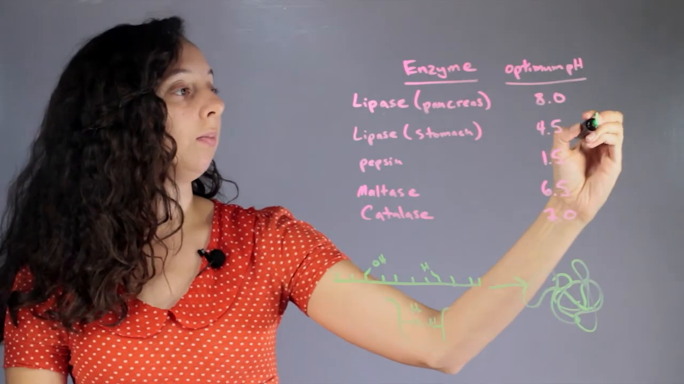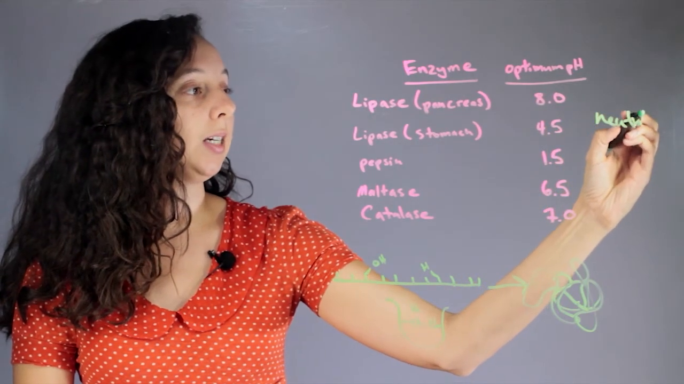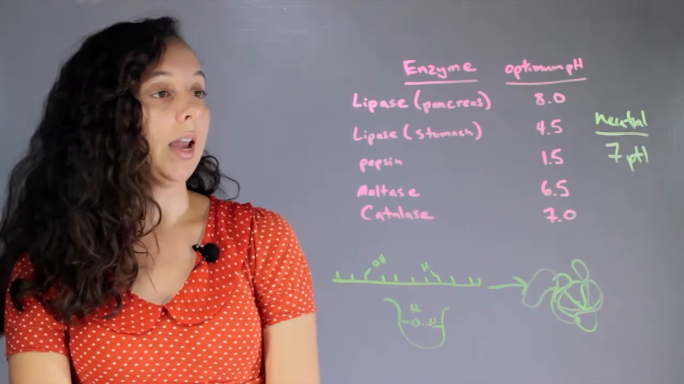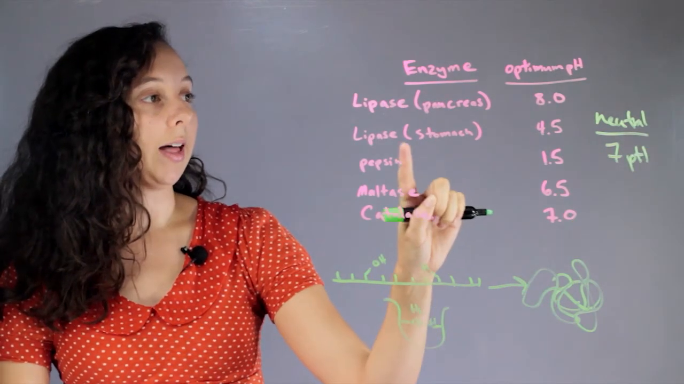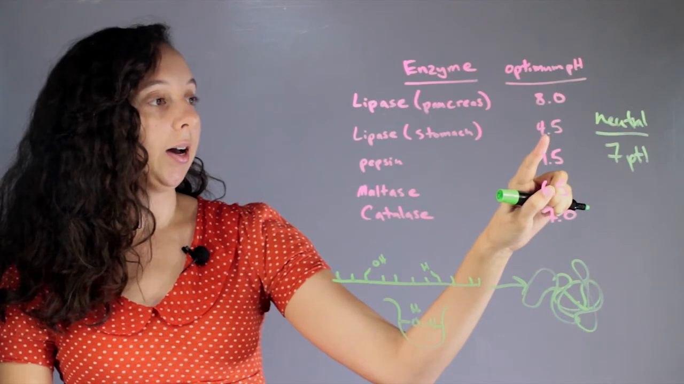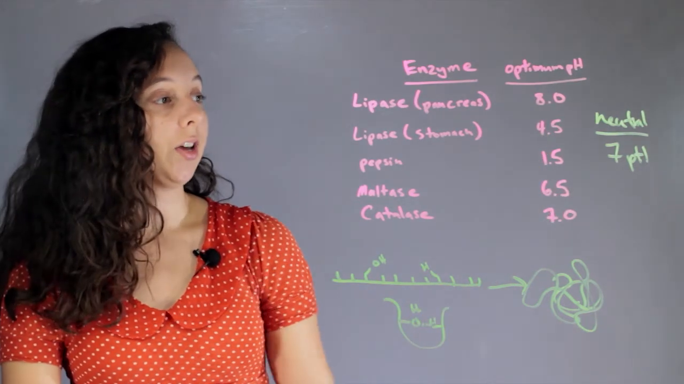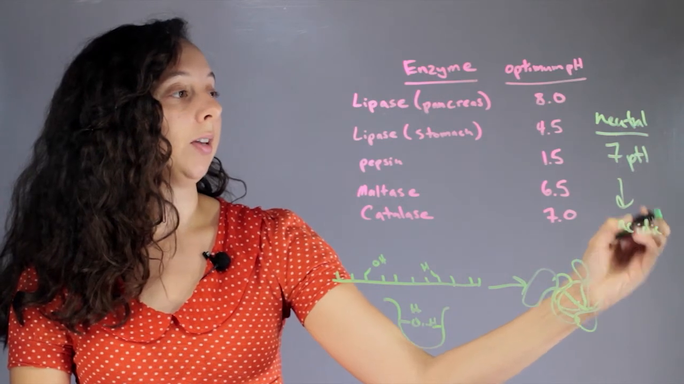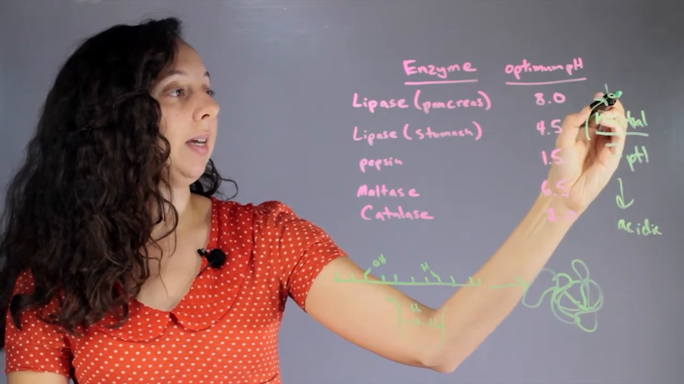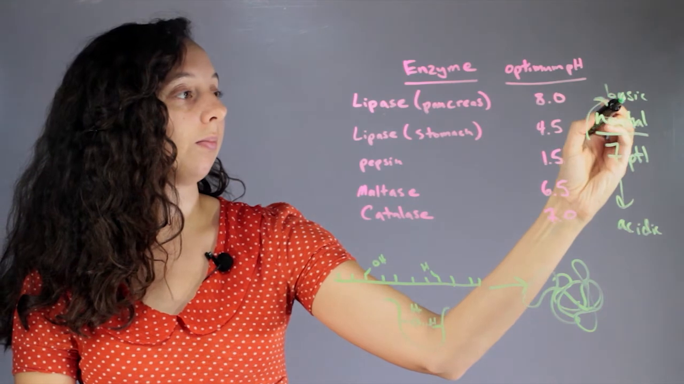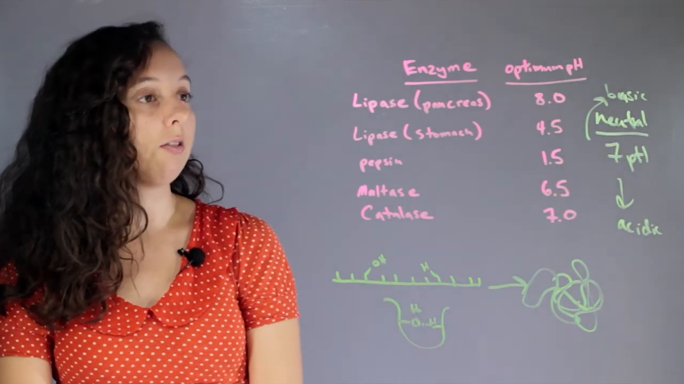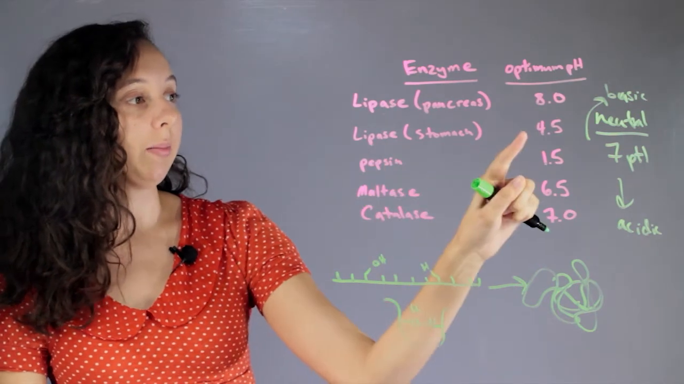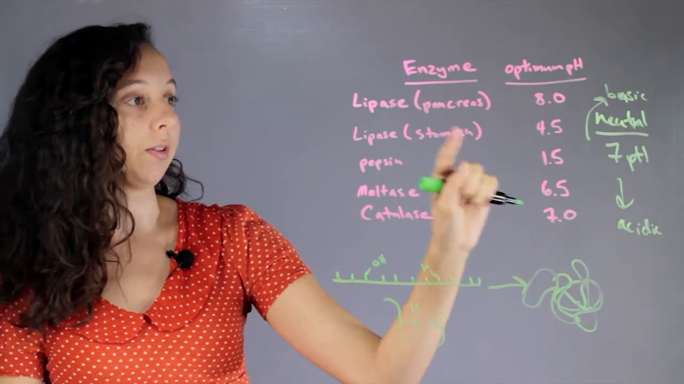Remember that neutral, just like plain tap water, is 7. And if it's in the stomach, it will actually have a pH of 4.5. So any number that's below 7 is acidic. Any number above is basic. So we can tell from just lipase that some of them that are in the stomach are much more acidic than the ones that are in the pancreas.